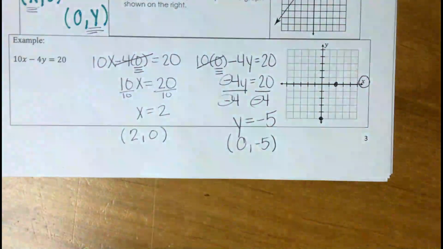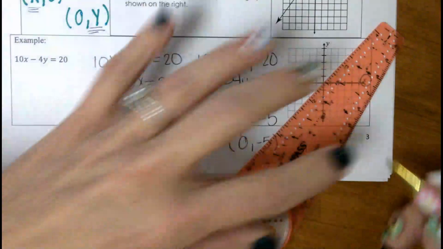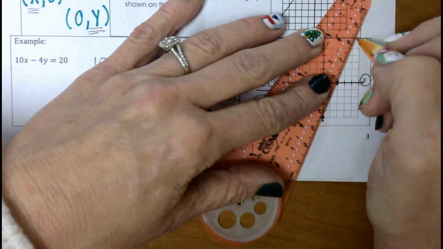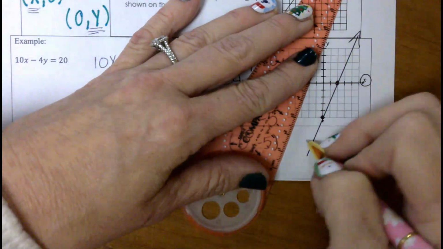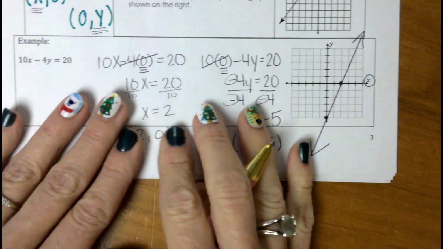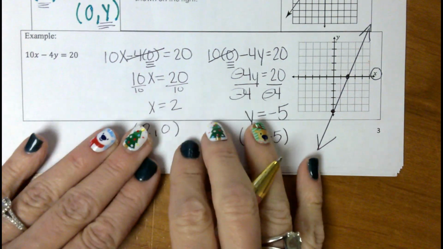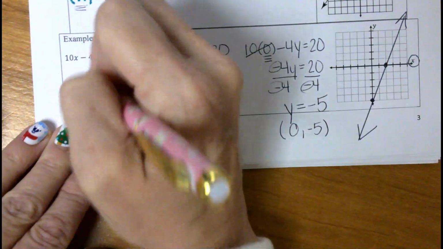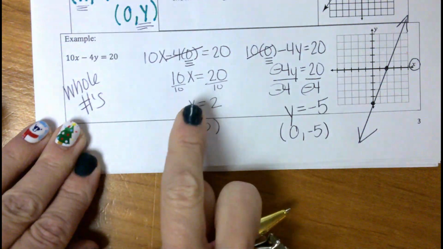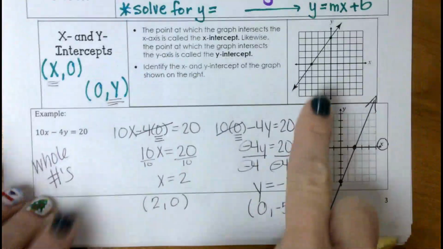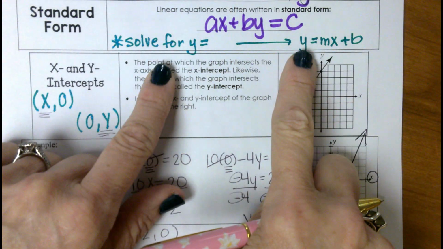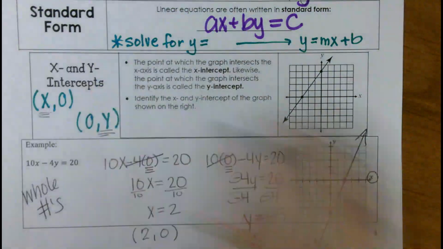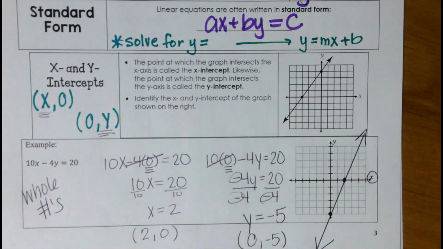And then once you have that, you just graph the 2 points and draw the line. And there you go. So you can use the intercepts, but just double check that you're going to get whole numbers. You're looking for whole numbers. If you're not going to get a whole number, then change it into slope-intercept. It'll be a whole lot easier for you. Okay, let's go to the next page.